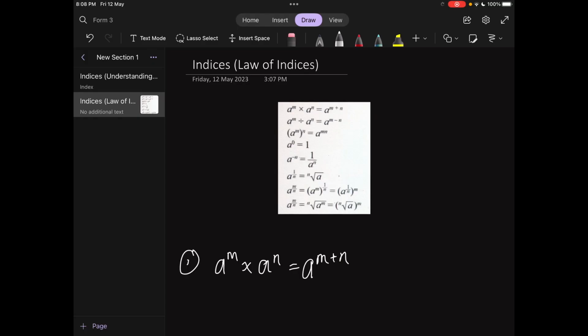So in the case of the laws of indices, we have mainly 8 laws. As you can see on the screen, we have 8 laws, and I'll be going through all of them one by one. So stick with me, and I assure you it's not as difficult as it seems. I will also prove to you why these laws are valid. In that way you can have a better understanding of how it actually works.